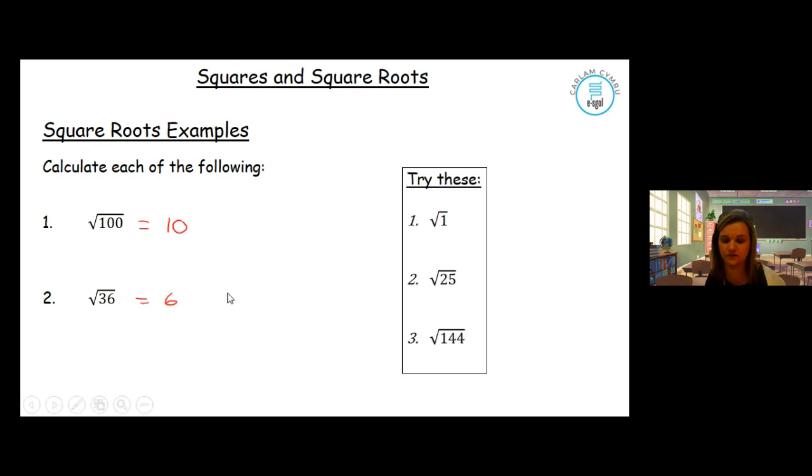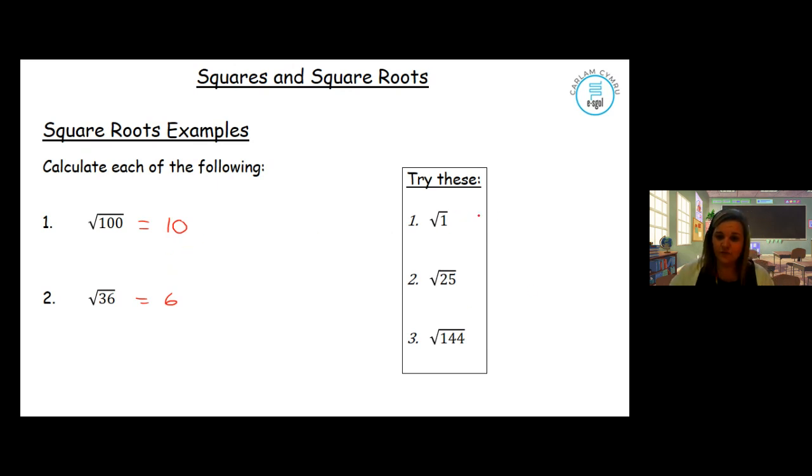Just like we did with the square numbers, I'm going to give you 30 seconds to have a go with the 3 you can see over on the right, and then I'll come back to you. Okay, if you'd like more time, please pause the video and have a go.